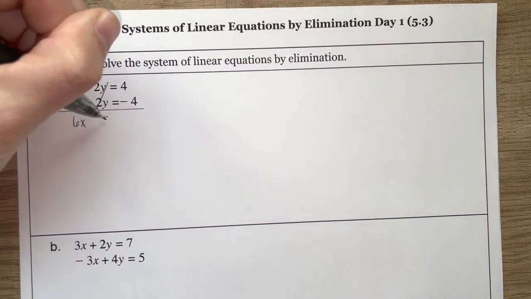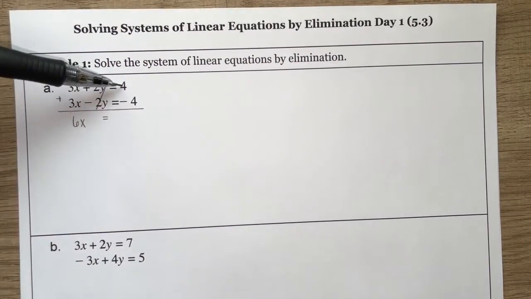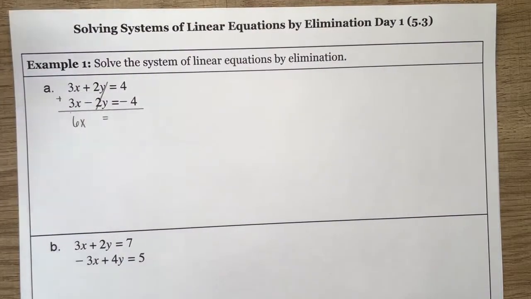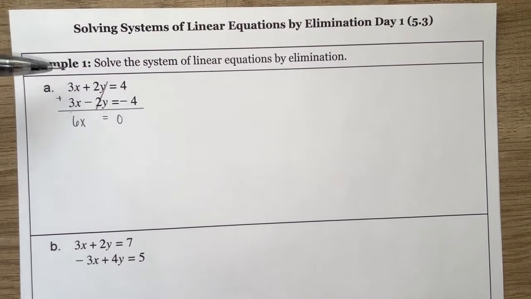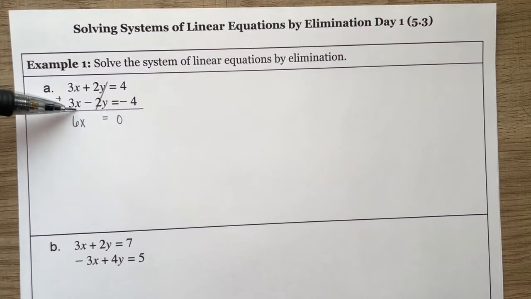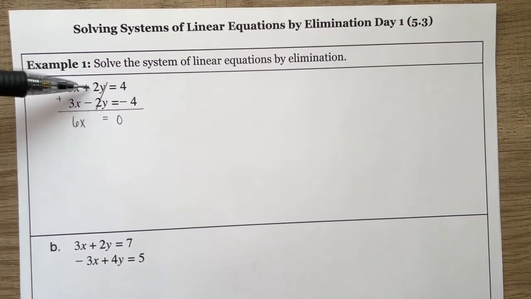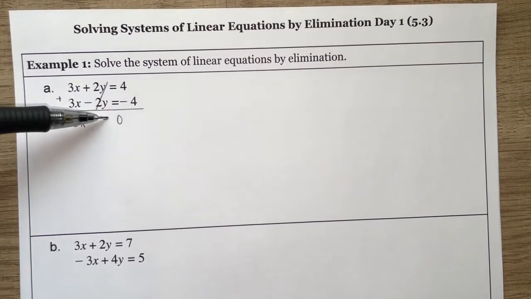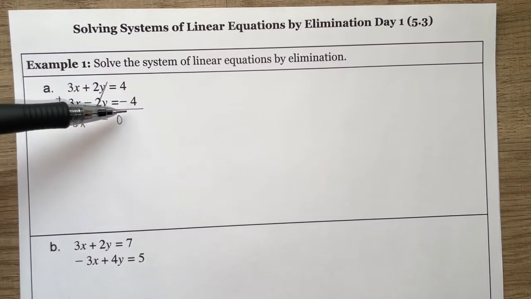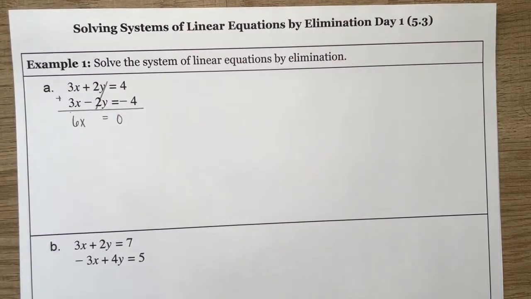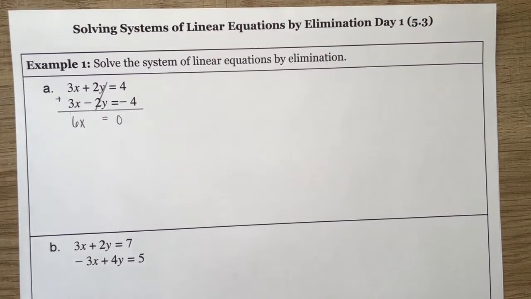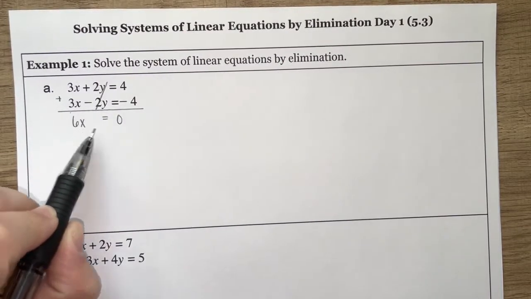Then we bring down our equal sign, and positive 4 plus negative 4 is 0 also, because they're the same number with opposite signs. Just to go through that one more time: 3x plus 3x is 6x. Positive 2y plus a negative 2y cancel each other out. Then we bring down the equal sign, and positive 4 plus negative 4 is 0. So now our equation is 6x equals 0.